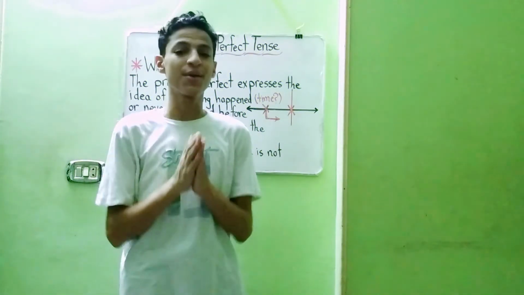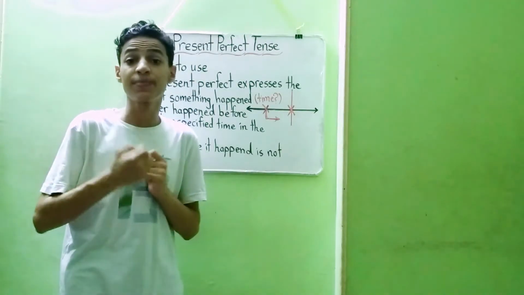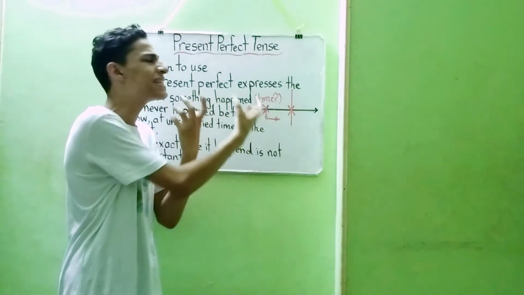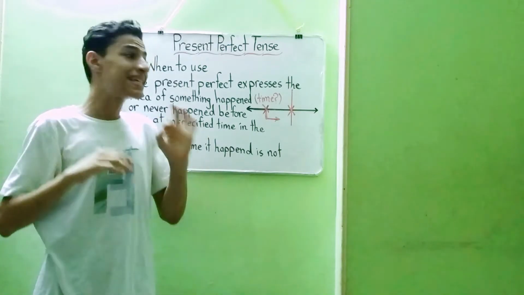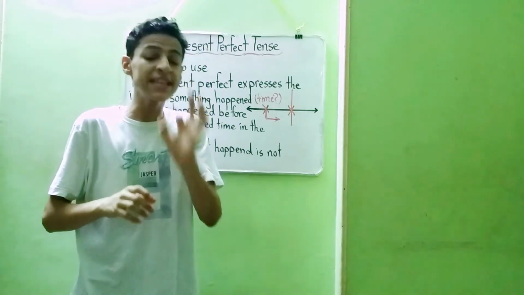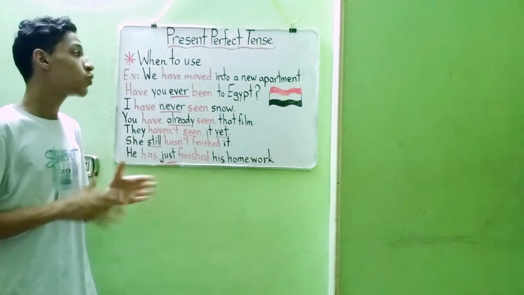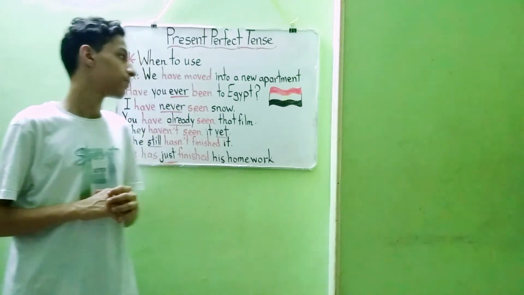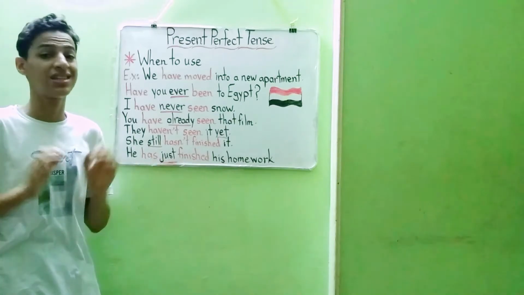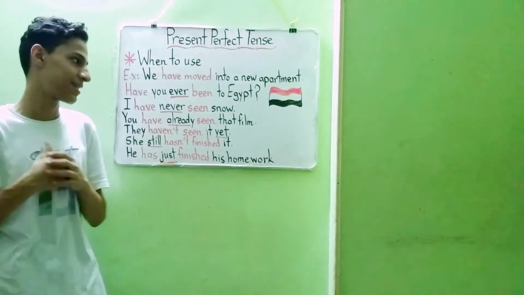Now, when to use the present perfect. First, the present perfect expresses the idea of something happened or never happened before now, at an unspecified time in the past. The exact time it happened is not important, okay? If there is a specific mention of time, the past simple is used. So, for example, we have moved into a new apartment. Have you ever been to Egypt? I have never seen snow. You have already seen that film. They haven't seen it yet.